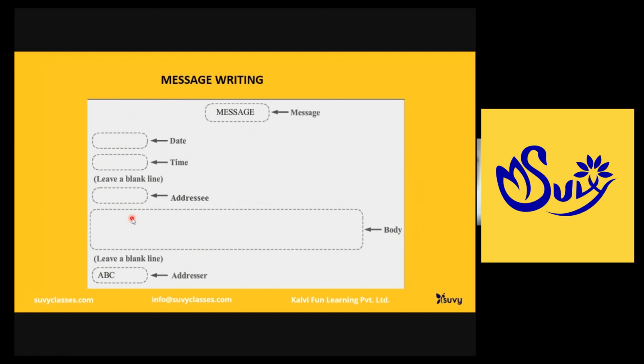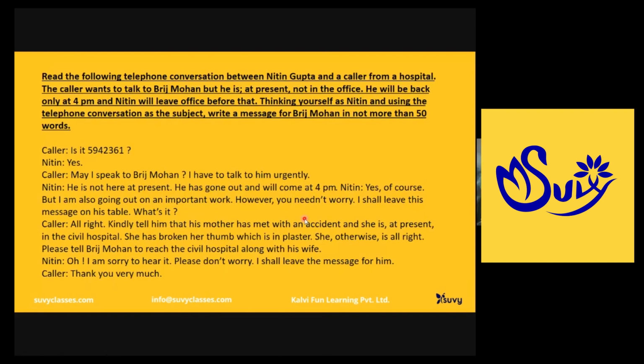Then you say, I'm so sorry to inform you that your mother is in hospital, but there is nothing to worry, because you don't want to scare that person. You don't want to say, "Oh, your mother is in hospital, go run." No, you don't want to scare that person in the message. So you say, I am sorry to inform you that your mother is in hospital, but there is nothing to worry. She has a fracture in her thumb and it is plastered now. She is in the civil hospital. So you are asked to reach the civil hospital along with your wife. Then you write Nitin Gupta at the end.